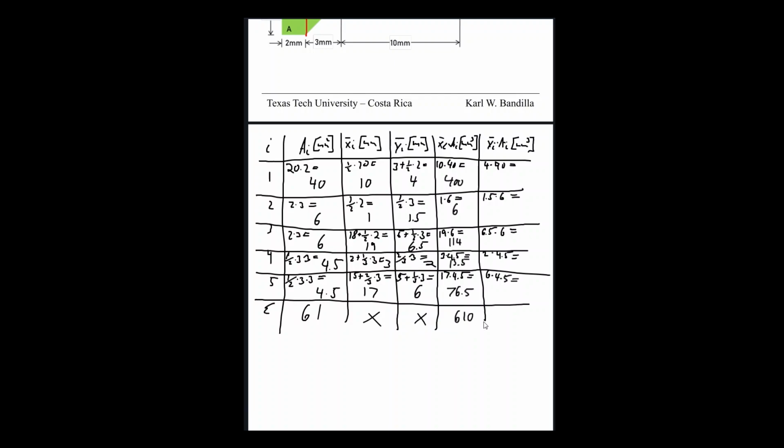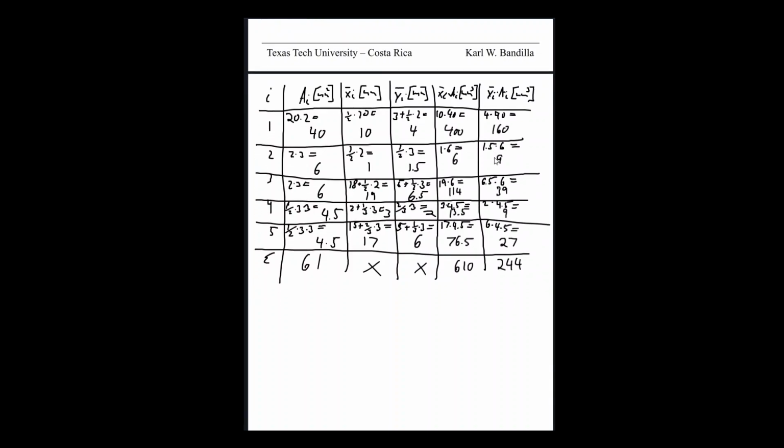It looks nice. That's an easy division right there. 4 times 40 is 160. 1.5 times 6 is 9. That is 39. This is 9. And this is 27. And I add them all together, 244. All right, so our first table is set.